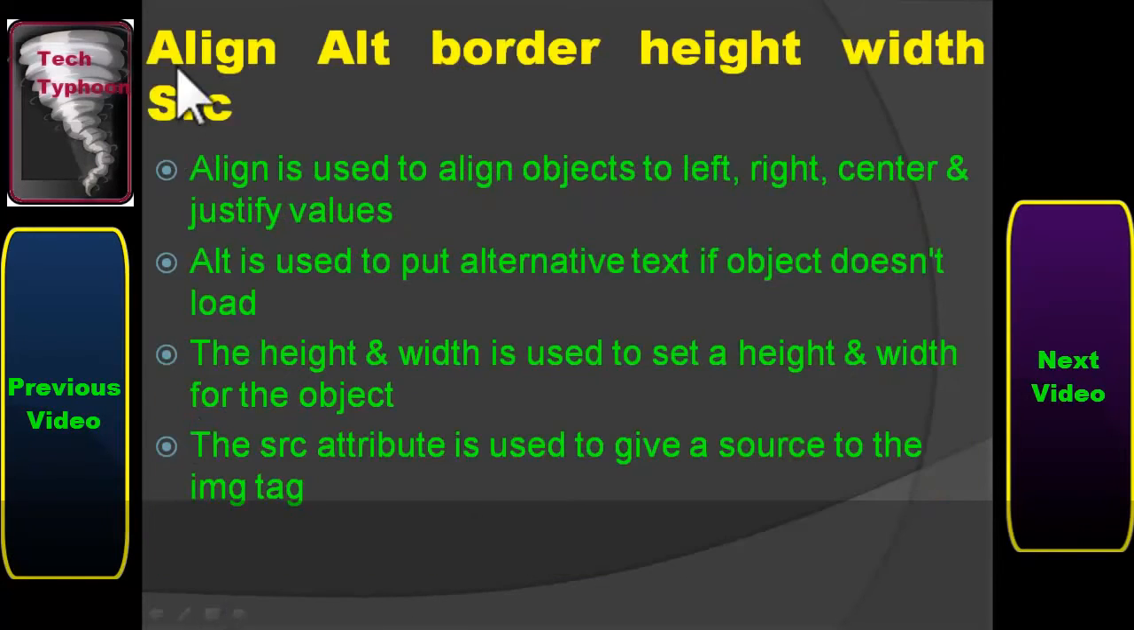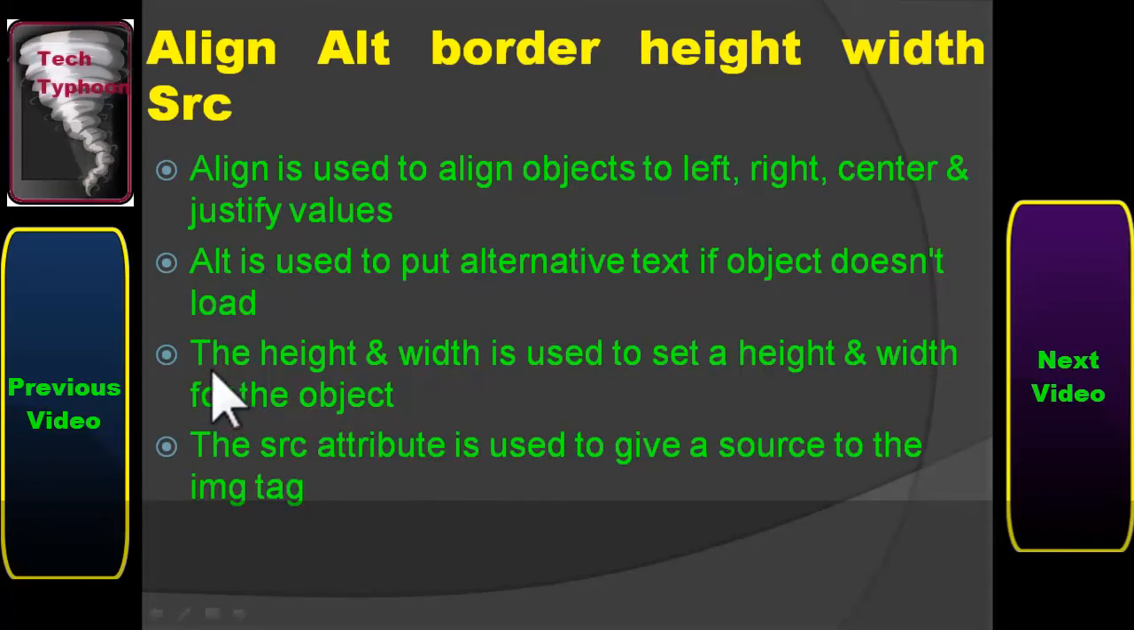The next attributes are align, alt, border, height, width, and source. Align is used to align objects to the left, the right, the center, and justify values. Then alt is used to put alternative text if the object doesn't load. So if the object is missing or doesn't load for some reason, you have alternative text saying, sorry, this image doesn't load, or something that could replace the image, like a smiley face.